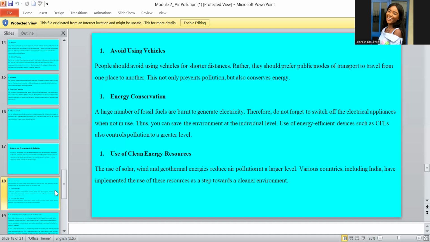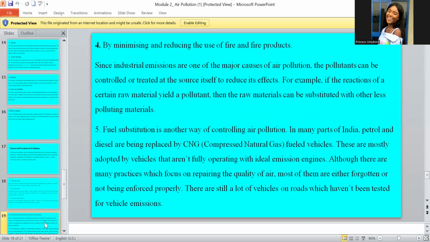We should use cleaner energy sources like solar, wind, and geothermal energies because they reduce air pollution at a larger level. We should also minimize and reduce the use of fire and fire products. Fuel substitution is another way of controlling air pollution.